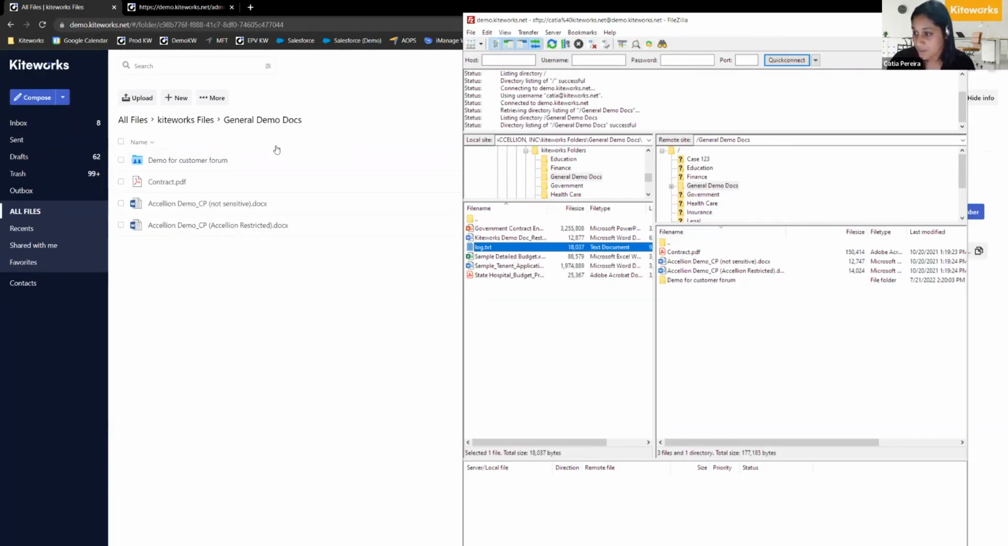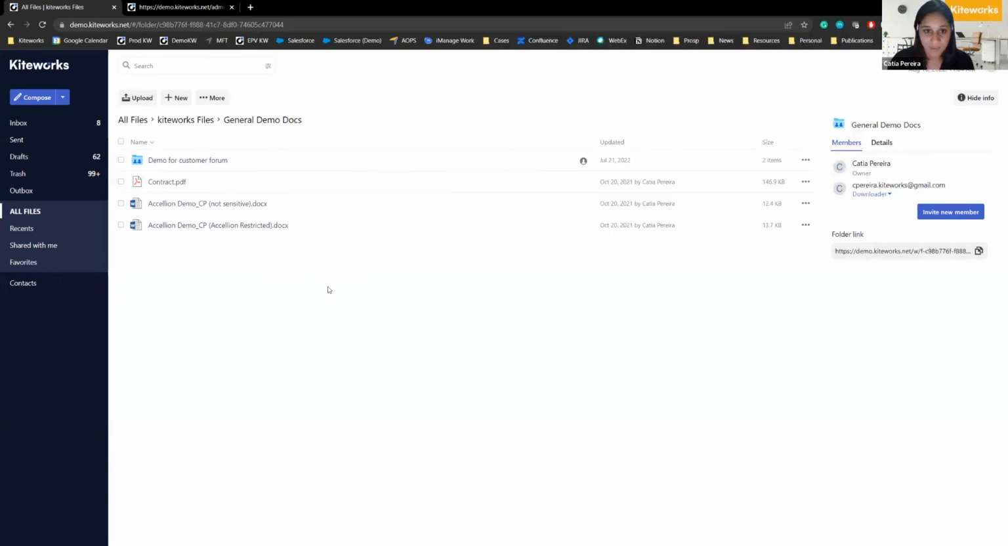permissions. So as you can see, I'm looking at the same exact data across both a traditional SFTP client and a web client, allowing you to make the user experience much easier for your partners, vendors, and employees as they share data through SFTP.